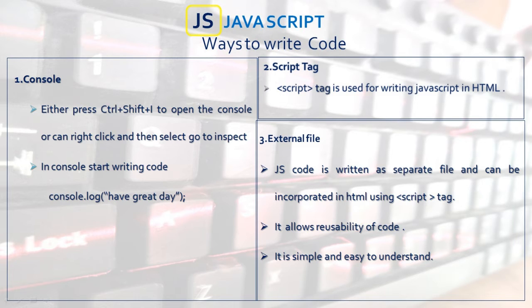So this console.log is used to print output. The shortcut is we can press Ctrl Shift I to open the console. One way is to right click the browser and select inspect. The other way is to directly press Ctrl Shift I together to get into the console.